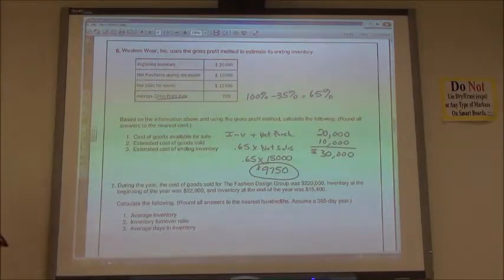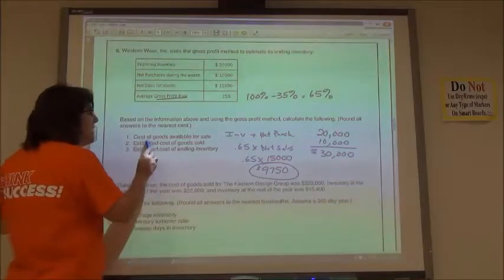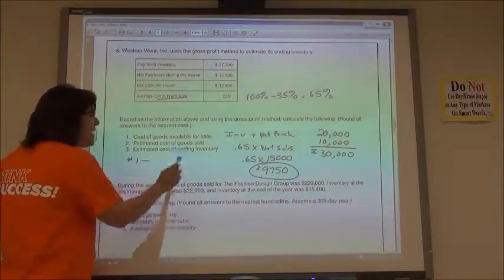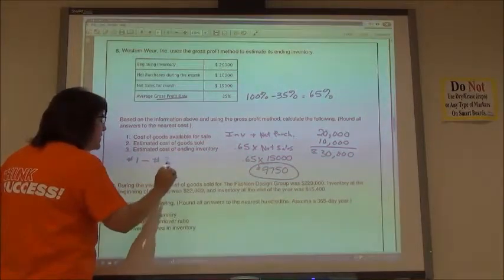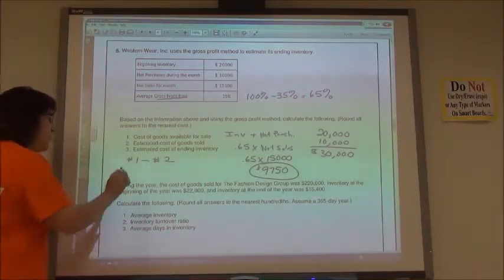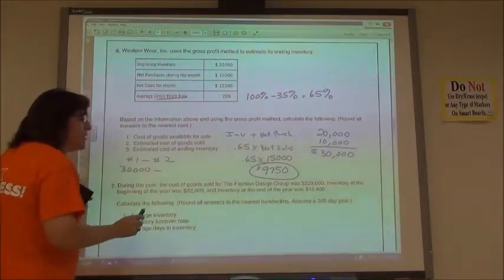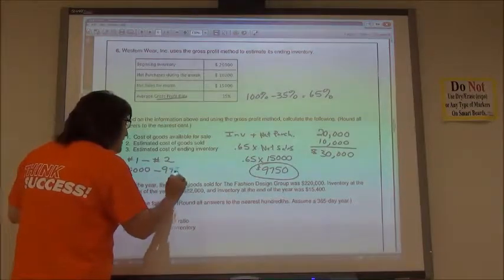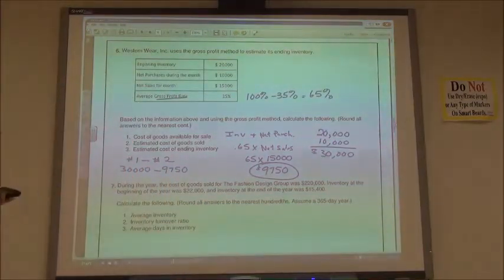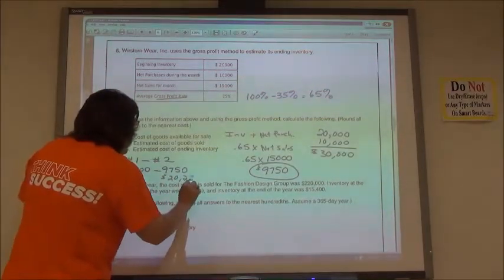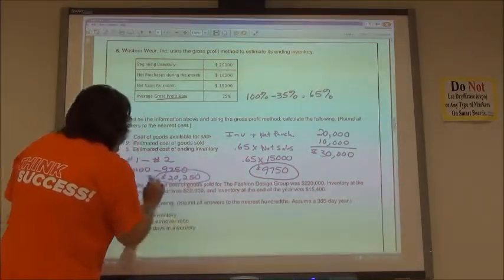The estimated cost of our ending inventory then, we're going to take the cost of the goods available for sale, which is number 1, subtract the estimated cost of the goods sold, which is number 2. So we had $30,000 worth of stuff available for sale. Our estimated cost of the stuff that we sold was $9,750. And so if we subtract 30,000 minus 9,750, we have approximately $20,250 left in our ending inventory.